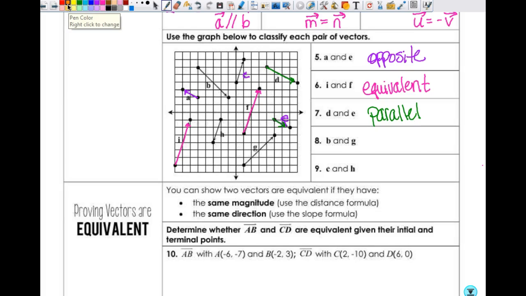Alrighty, and then B and G. So here's G, here's B. None, right? It's not anything because they're not even parallel, so this is just none. And then we're left with C and H. Here is C, here is H, and they are opposite because they have the same magnitude.